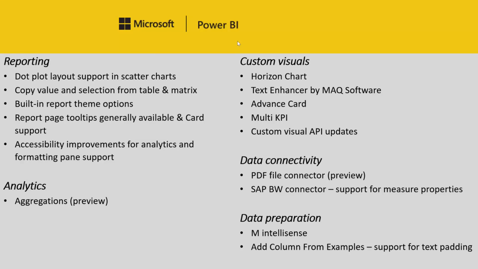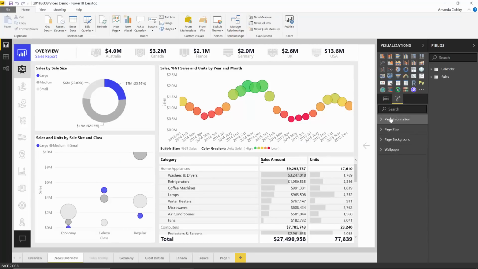The last bullet point for reporting this month is some accessibility improvements. We have updated both our analytics and formatting pane to be much more accessible. If you have your focus within the formatting and analytics pane, let me just switch over to show you. As you have things selected, you're able to easily just tab through each individual control. You'll see the hover effect on whatever control is currently in focus. You can use space or enter to turn things on and off. You can use the keyboard also to open and close the different cards.